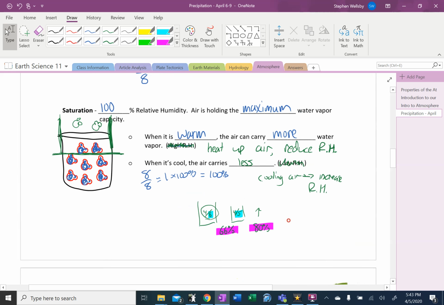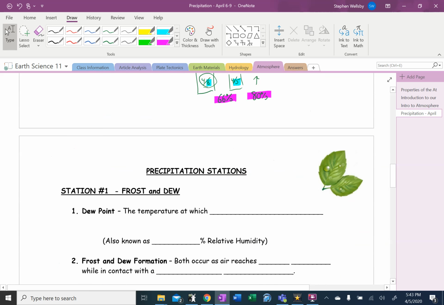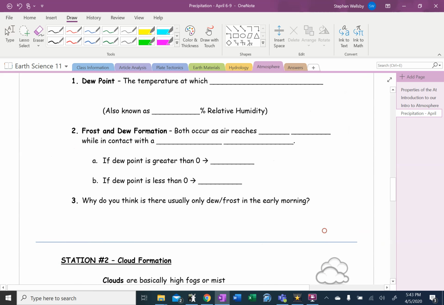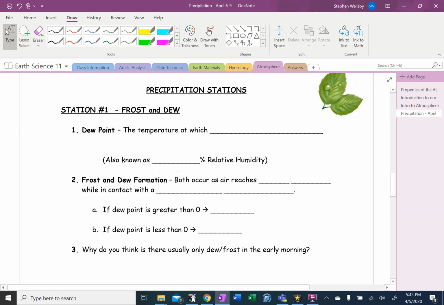So that's what you need to know about this topic so far. That should be enough information to get you started. So your homework due for Friday is going to be this right here.